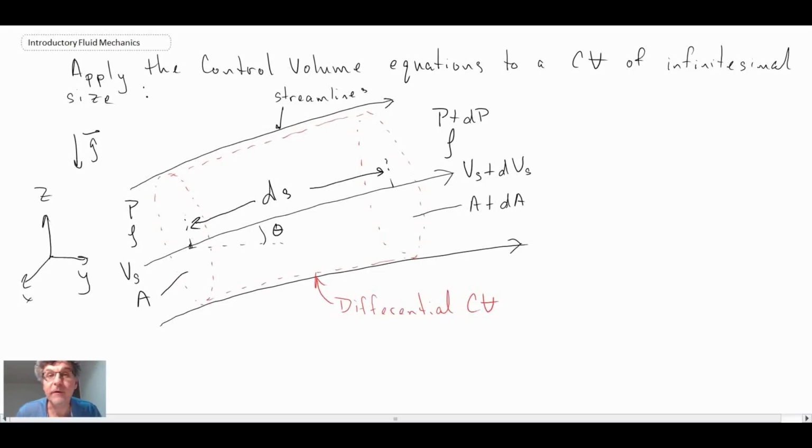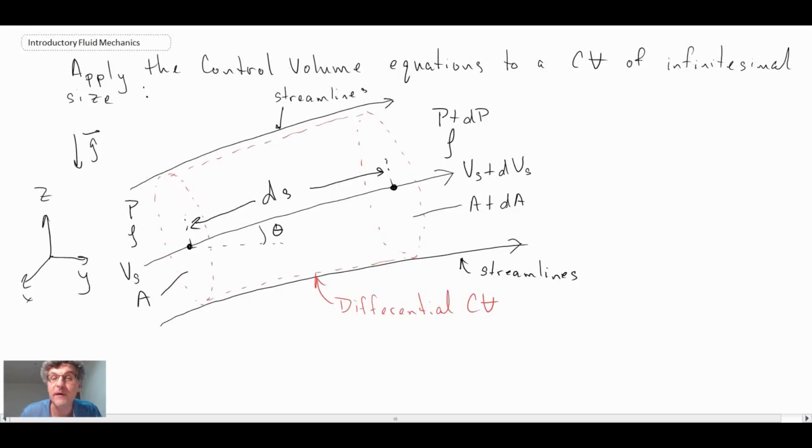What we have here is a little differential control volume, indicated in red. This is a little differential chunk of fluid, and it is bounded by a couple of streamlines, one on the top and one on the bottom. We're examining the change in the fluid as it goes from this point here to this point here, so the inlet to the exit.